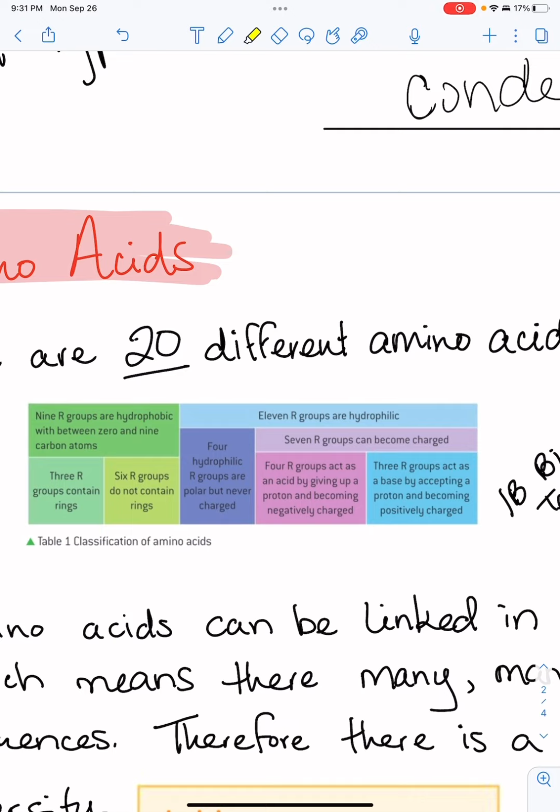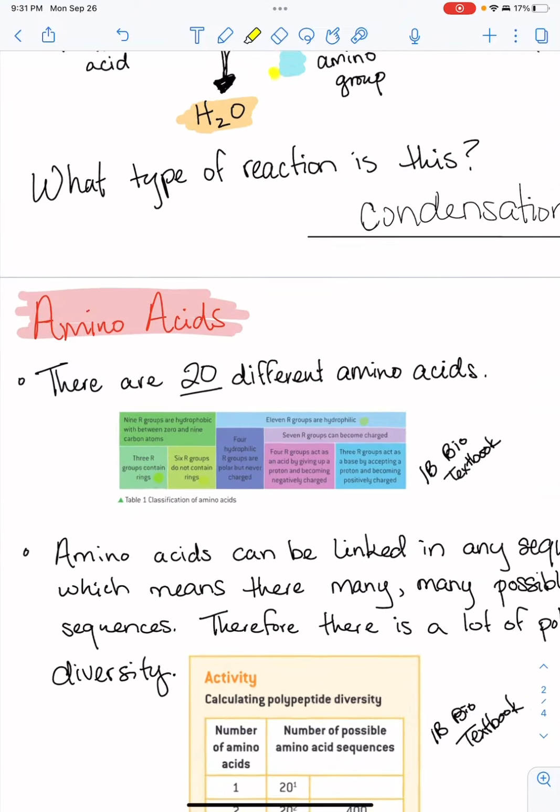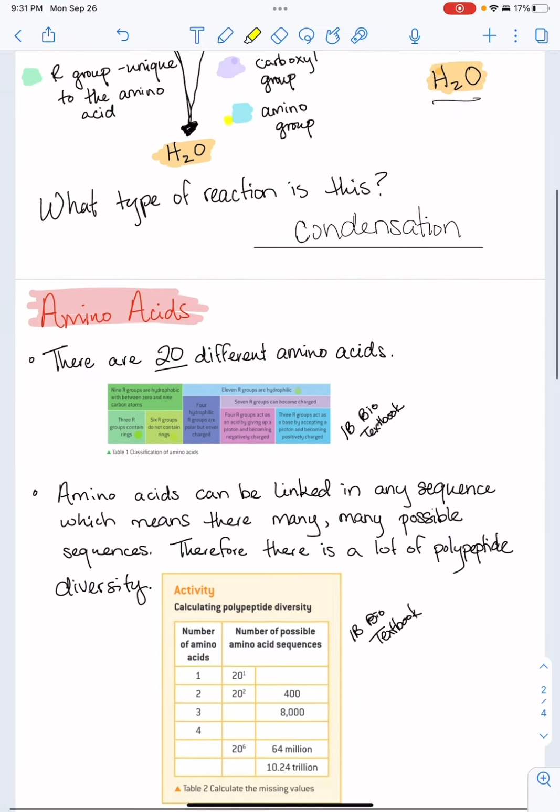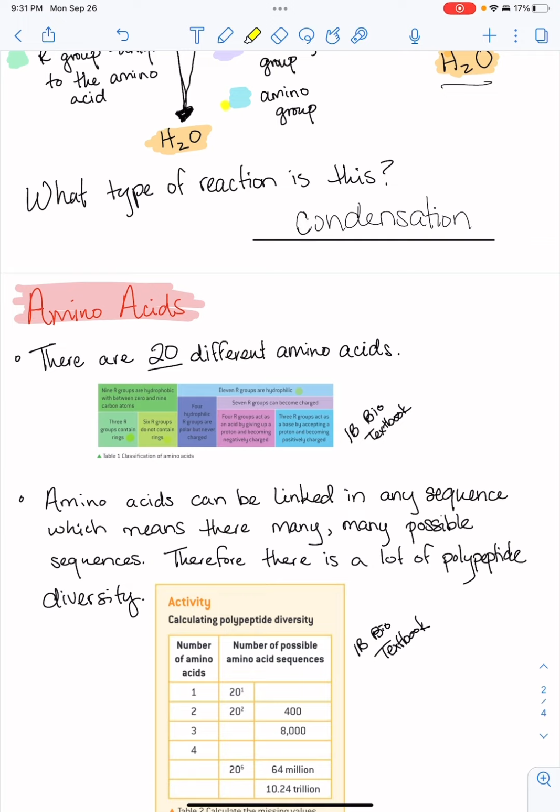Within the hydrophobic ones, some of them contain rings, some of them do not. Within the hydrophilic groups, some of them are charged, meaning that they have a positive or a negative side. And some of them are polar but never charged. So lots and lots of different types of amino acids, and they all have their unique role, okay? And amino acids can be linked in any sequence, which means that there are many, many possible sequences. So there's a lot of polypeptide diversity.